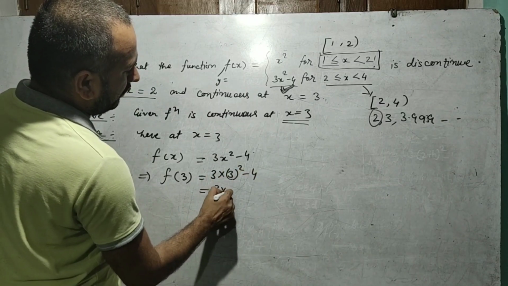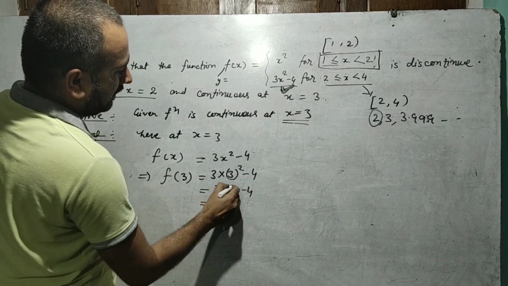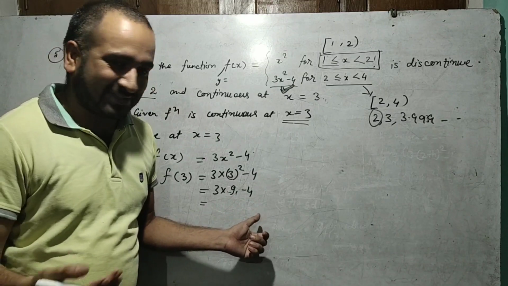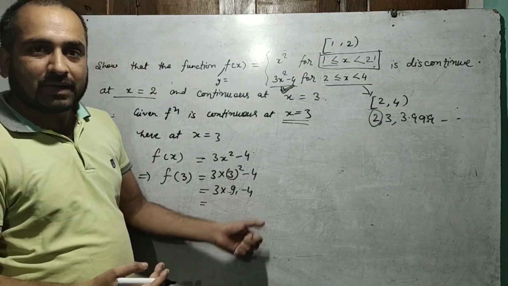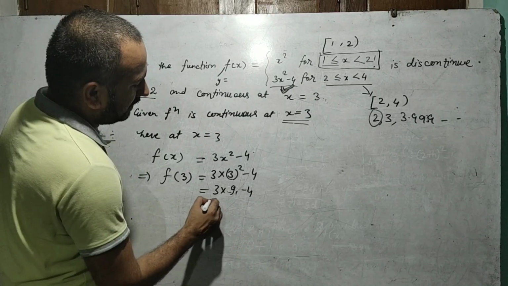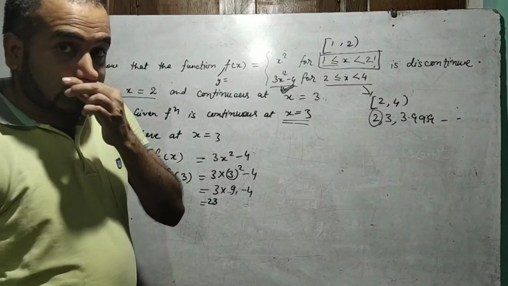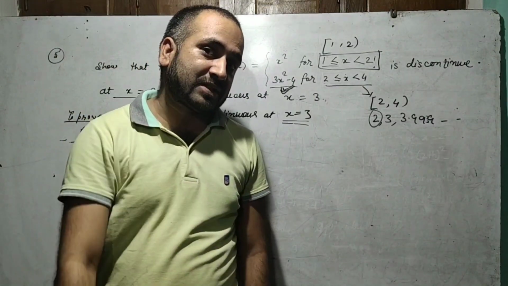So it's 3 into 27 minus 4, sorry, it's a 9. 9 3s are 27, minus 4 actually. It's a calculation error. So 9 3s are 27 minus 4. So this will give you 23. Okay, so f of 3 is 23. If the left hand limit and right hand limit are also 23, this means your function is continuous.